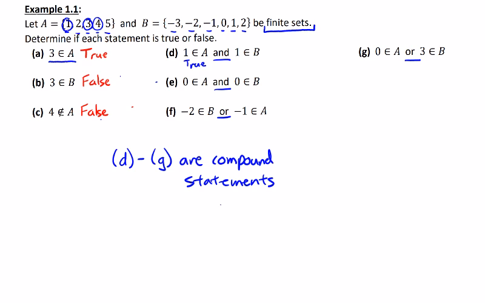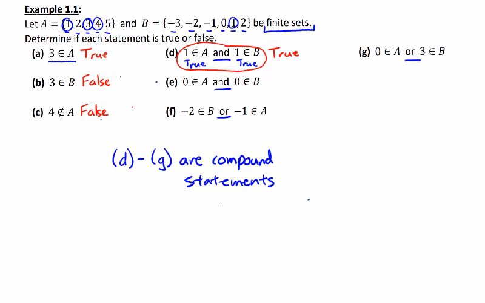The second statement says that 1 is also an element of B, which I see is also going to be true. So both statements individually are true, but as a compound statement, I have to think about what does the word and require me to have. Now the word and requires that both of my statements be true in order for the compound statement to be true. So since both of my individual statements are true, I can now justify that the compound statement is also going to be true.